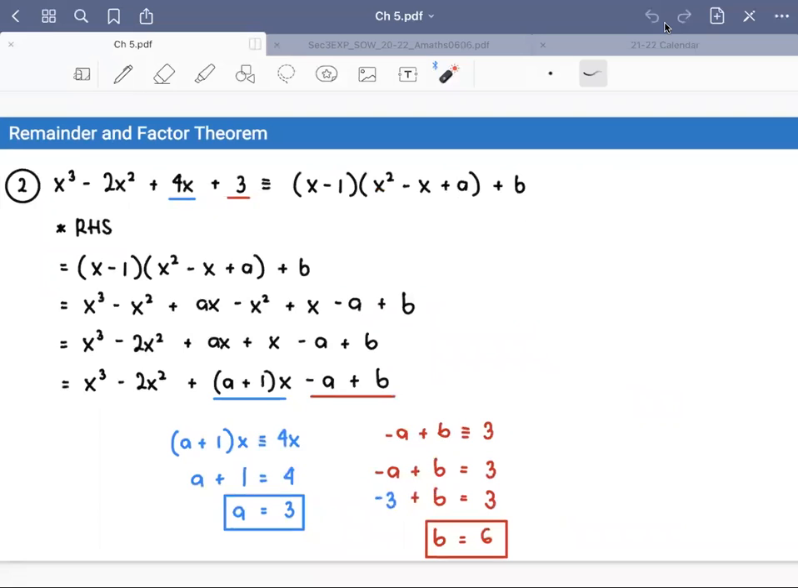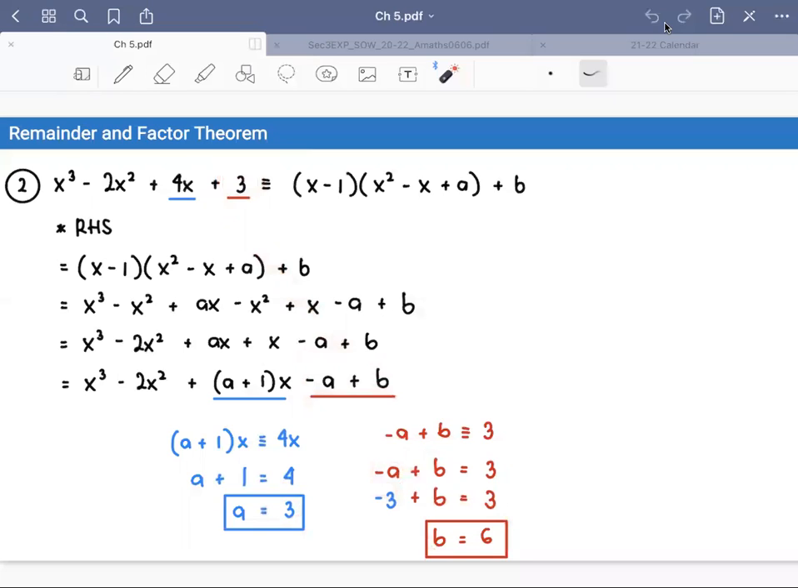Now, how do we get b? Since b is connected to negative a, we need to use this expression, and then we compare this to the constant term, which is 3. That's how I got negative a plus b equals 3. And then solving for b, we know that a is 3, so it's negative 3. So b is equal to 6.